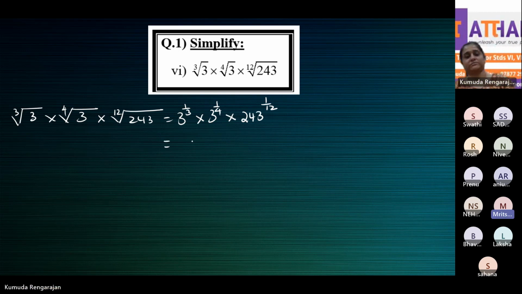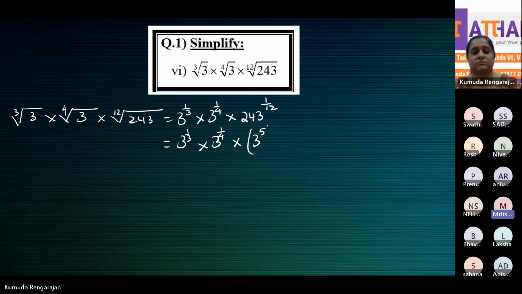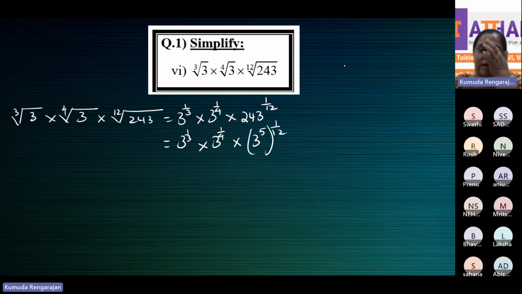3 to the power 1 by 3 into 3 to the power 1 by 4 into 3 to the power 5 into the whole power 1 by 12. Roshni, how is it 3 to the power 5? How do we find out that? Ma'am, when we express 243, the 5 will come and we take 1/5 from it.